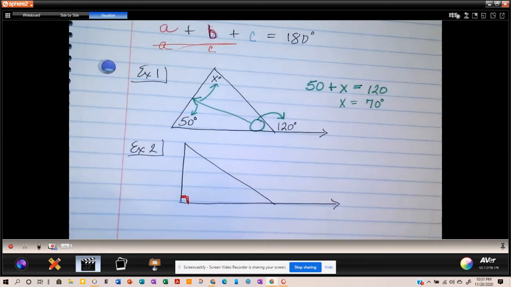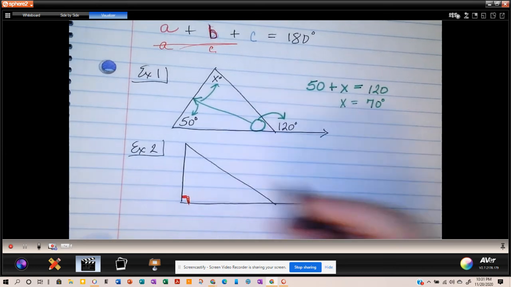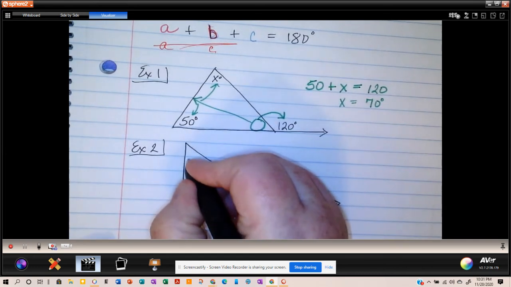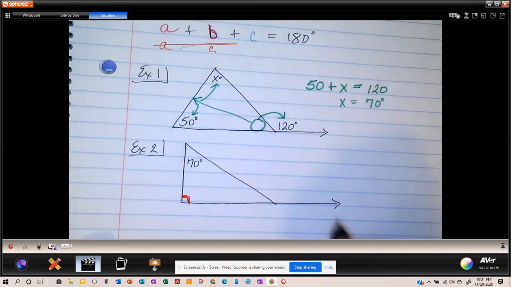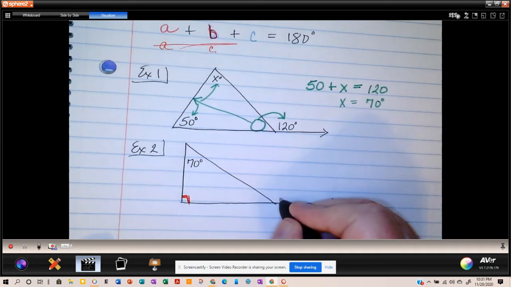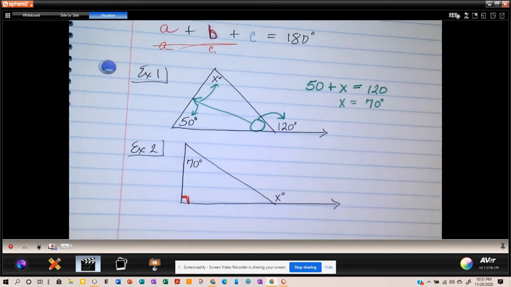Here's my right angle. The top apex is 70 degrees. And the outer side over here, the exterior, is x degrees. I only have one number. How am I going to work this one?